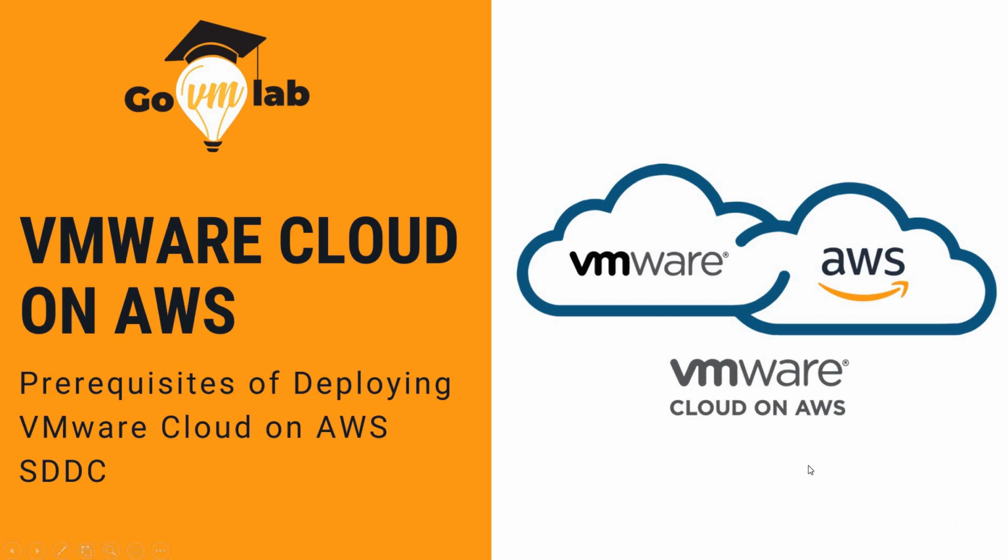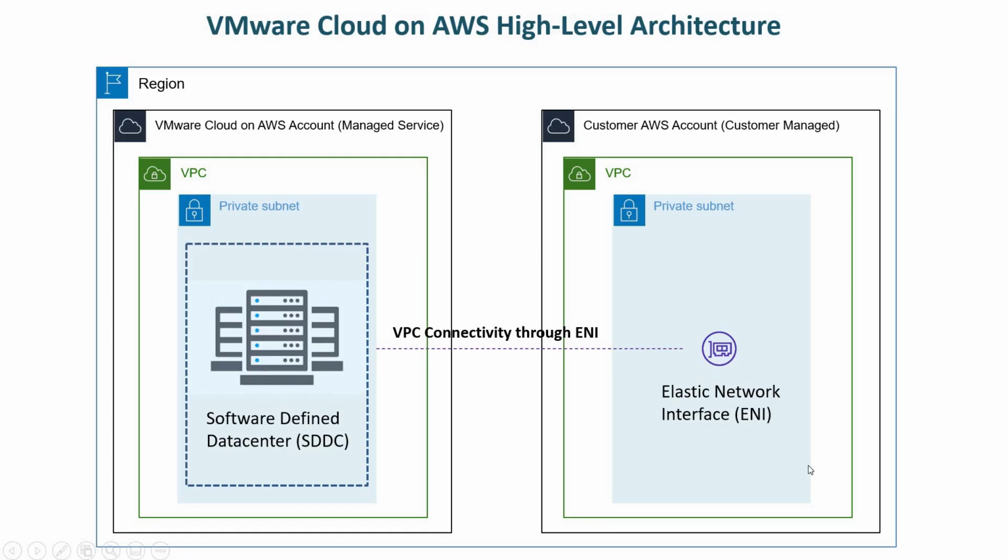So let's get started. If you look at this high level architecture of VMware Cloud on AWS, the first entity we have is region. If you're aware of AWS constructs, the first and very important thing we need to decide is in which AWS region we are going to deploy our VMware Cloud on AWS SDDC. So that's the first thing we need to make sure of.